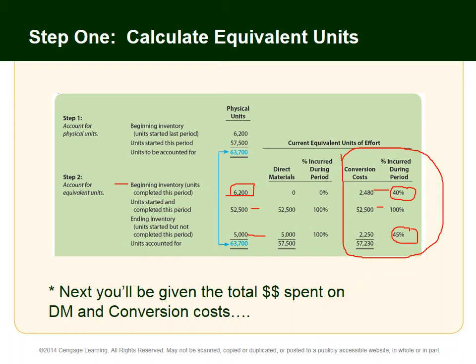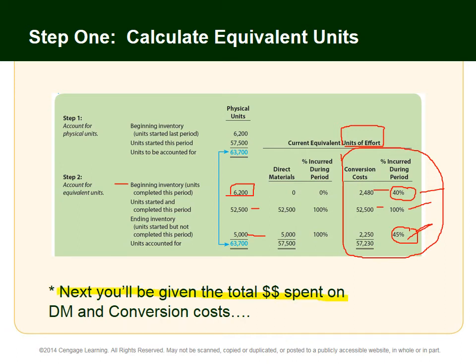So why is this tricky? Because this shows us, as this chart tells us, units of effort. What did we do during this accounting period? We did 40% to finish up beginning inventory. We did all of the units started and completed. And we did 45% on the units that were left over in ending inventory. Yep, a little bit tricky.